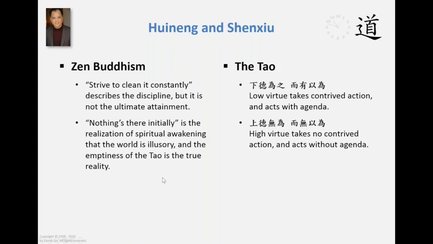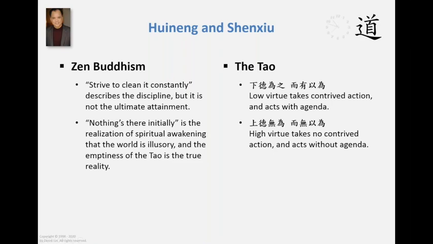So the realization is that everything that we see around us, everything's impermanent, everything's transient, it comes and it goes. That is the nature of the material world. And the emptiness of the Tao is the only truth. It's the only reality. It's the true reality. So expressing that understanding connected him with the fifth patriarch, who then said, "You are the one. You shall be the sixth patriarch."